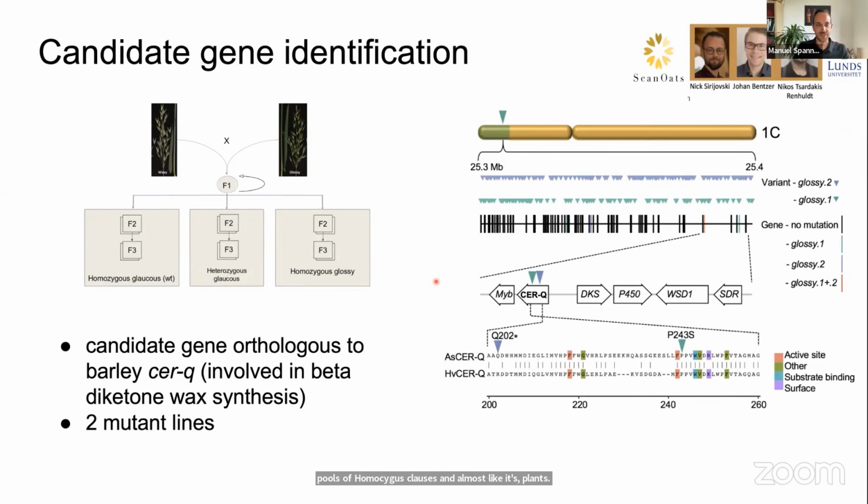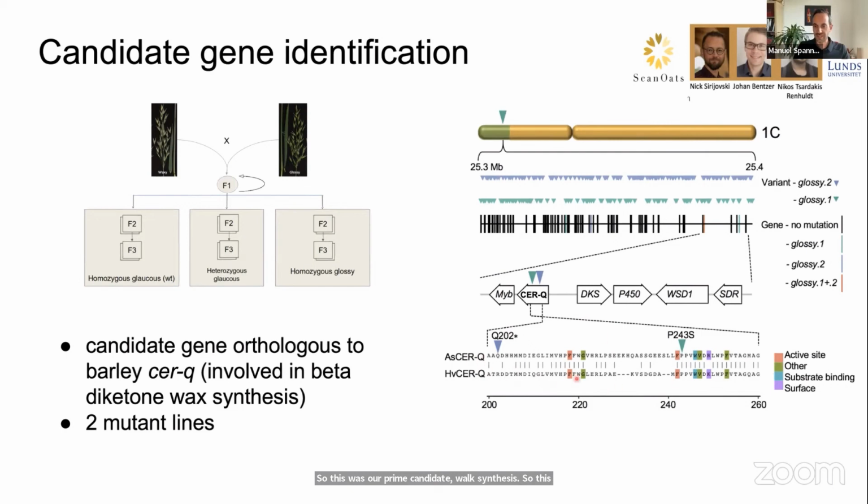We actually also found another mutant line that showed the same phenotype there, and looked for candidate genes that showed a difference between the wild type and the mutants. And what we found is a candidate gene that is orthologous to the barley SIRQ gene, and this gene is involved in the beta-diketone wax synthesis. So this was our prime candidate for this phenotype that we observe here.